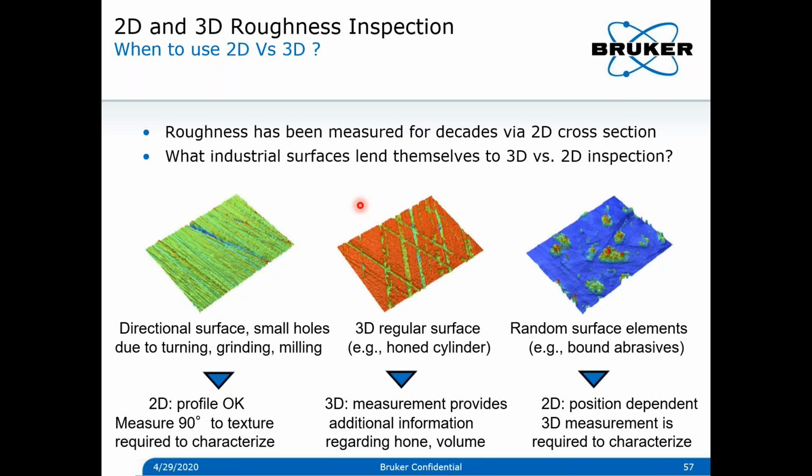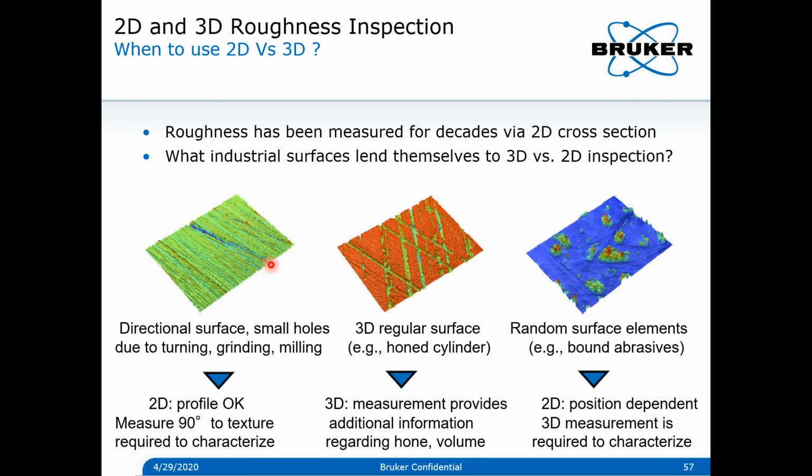So similarly, if you look at the patterns, these are directional patterns, which are small holes or patterns coming from turning or drilling or milling. In this surface, you have a 3D regular surface, which is an effect of a honed cylinder. So you can see there are crisscross patterns over here, but this is a very random surface. If you want to do a measurement over here, you can actually use a stylus and do a measurement across the datum. Then this will be a representation of the surface.